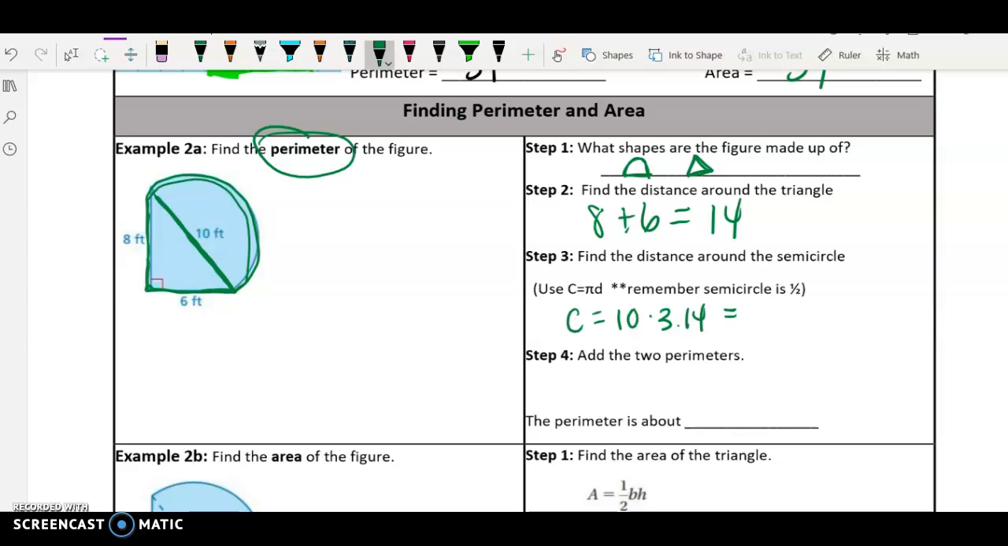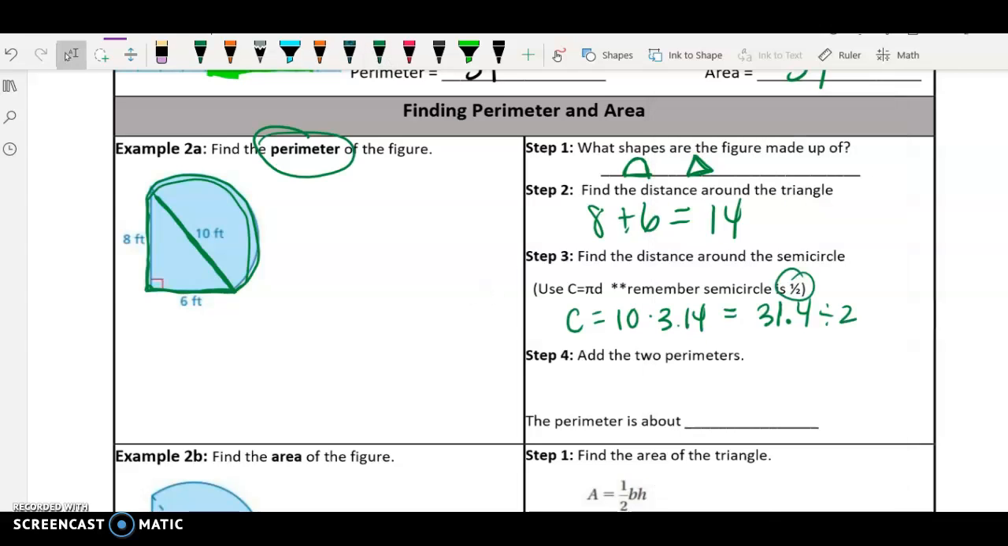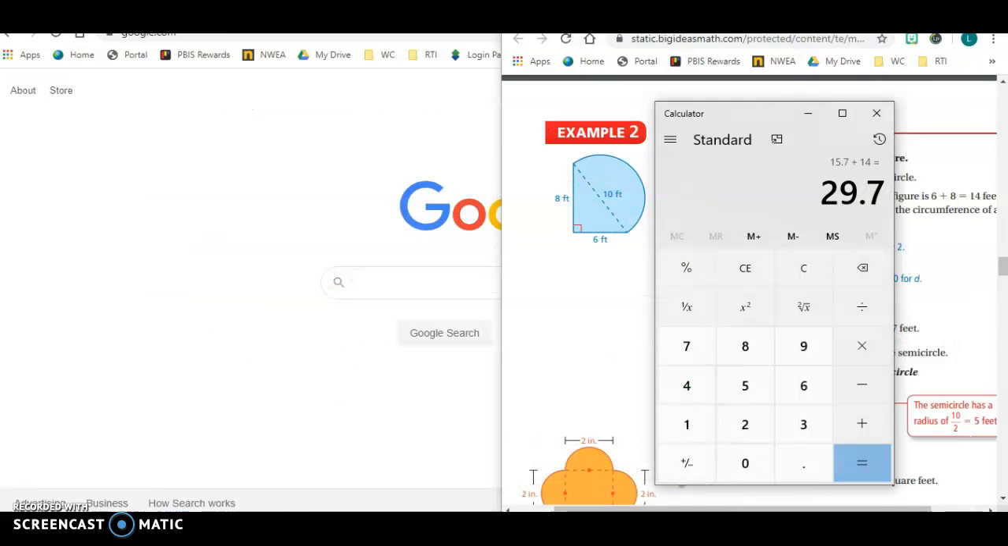And so that gives me 31.4. But it's a half of a circle, so I need to divide this by 2. So just to show you, 3.14 times 10 gives me 31.4, divide by 2, and I get 15.7. So now I'm going to add them together. So 14 plus 15.7 is 29.7.